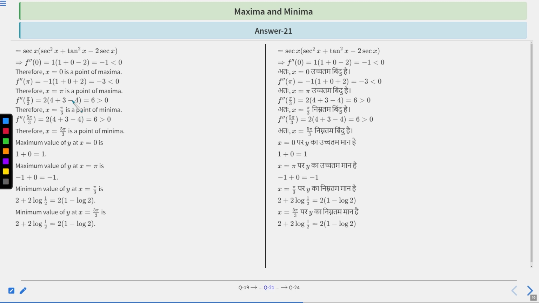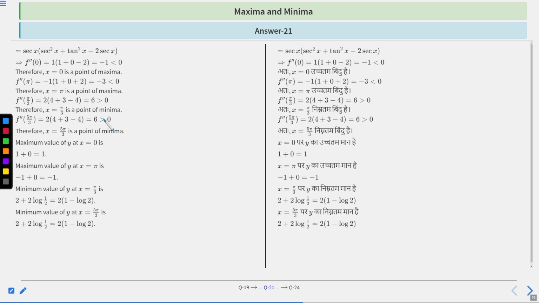Clear? Maximum. Because f double dash 0 is coming out to be less than 0. Now, f double dash pi is basically minus 1 into 1 plus 0 plus 2, which is minus 3, less than 0. Therefore, x equal to pi is the point of maximum again. Now, let's find f double dash pi by 3. So, 2 into 4 plus 3 minus 4, which is equal to 6, which is coming out to be greater than 0, right? Therefore, x equal to pi by 3 is a point of minima, right?